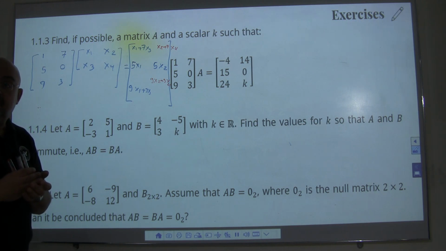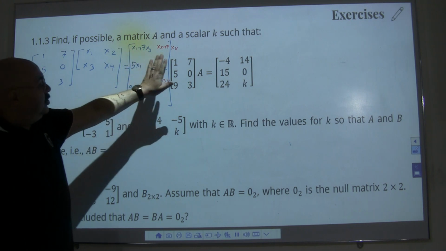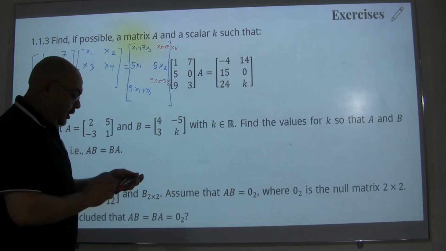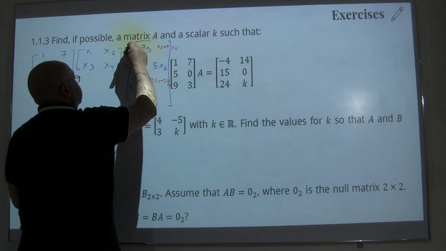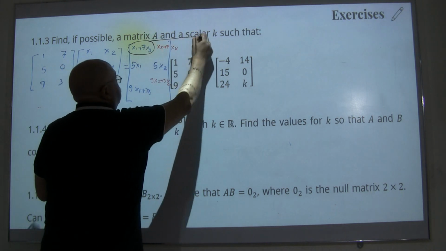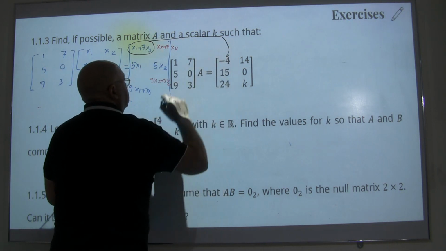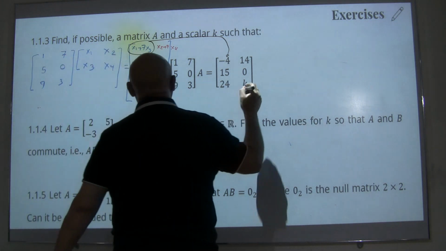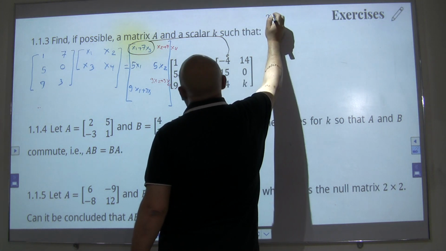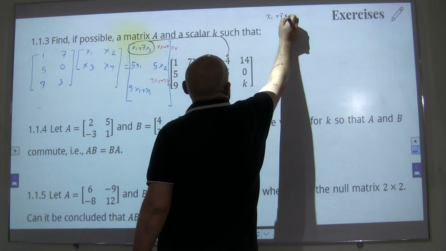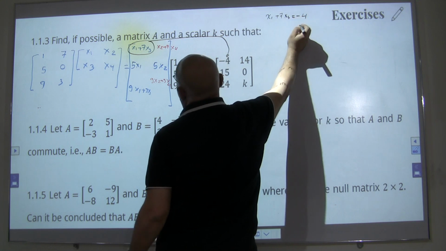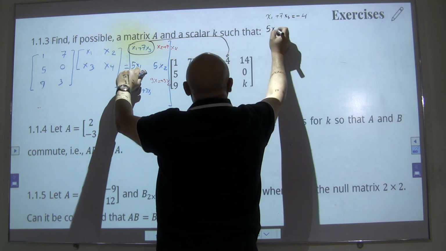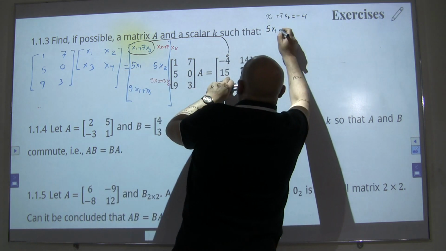Any problems? Okay. This matrix is supposed to equal that one. So that means the first value, x1 plus 7x3, should equal -4. That's an equation with two variables in it. So the first equation is x1 plus 7x3 equals -4. For the second one, which is 5x1, it's very, very simple. It should equal 15.